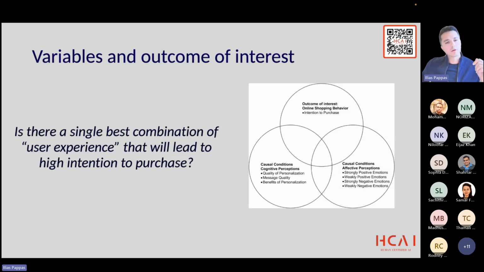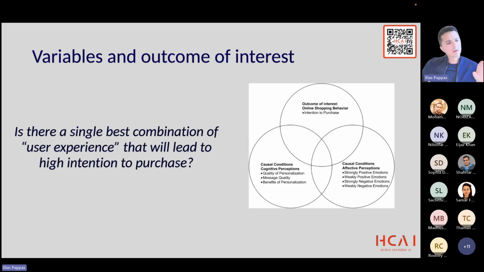Anyway, looking at this, this is a classic e-commerce study, online personalization with end users being the customers that are receiving different types of personalized services. I was looking at cognitive perceptions and affective perceptions. So how do different conditions, we had 3 on cognitive perceptions, and we tried to group as many as possible of positive and negative emotions, combine to explain intention to purchase?